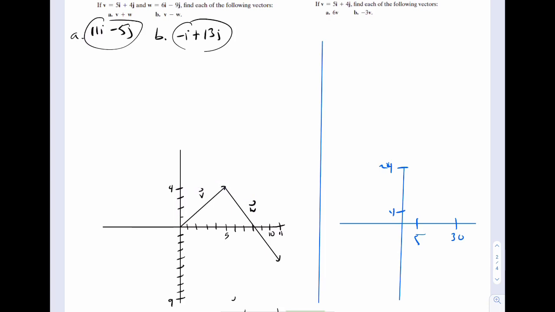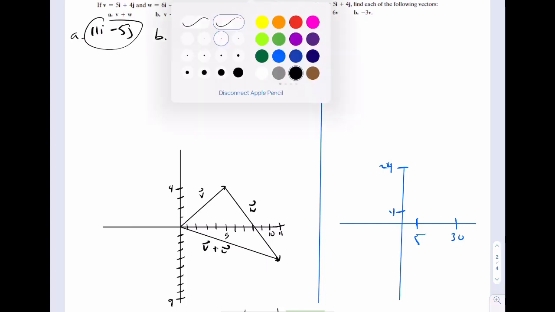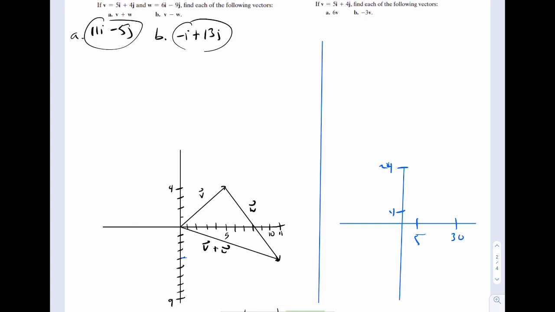And what we're going to do now is connect the beginning of v, the initial, to the new terminal, the end of w. Notice how it makes a triangle. This is the vector v plus w. And you'll notice it looks a lot like the thing we found when we added. If you look at this closely, you'll notice that this thing is about here, going out 11, and it goes down about 5 units, which means it's 11i minus 5j. And look, that is the vector we found.